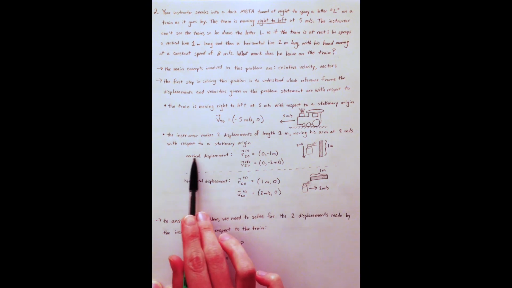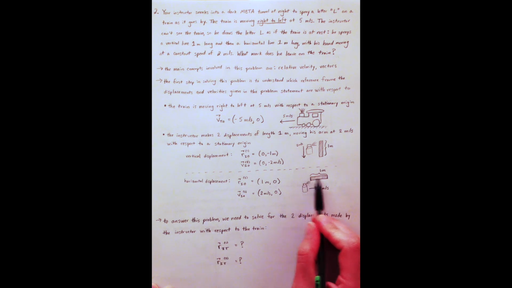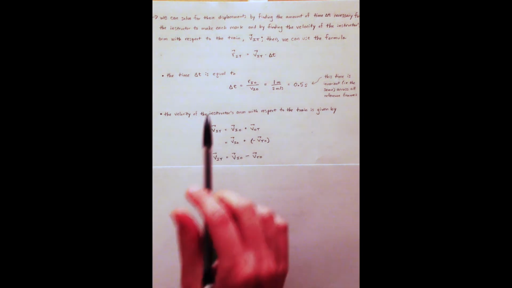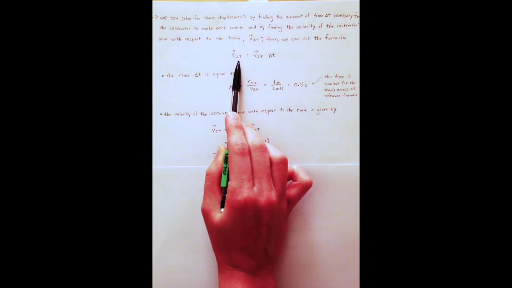In order to answer this question, we need to solve for the two displacements, the vertical and the horizontal pieces, made by the instructor with respect to the train. That is, what is the displacement of the instructor's arm with respect to the train during the downward portion, and what is the displacement of the instructor's arm with respect to the train during the horizontal portion of the movement? In order to solve for these displacements, we're going to need a velocity and a time.